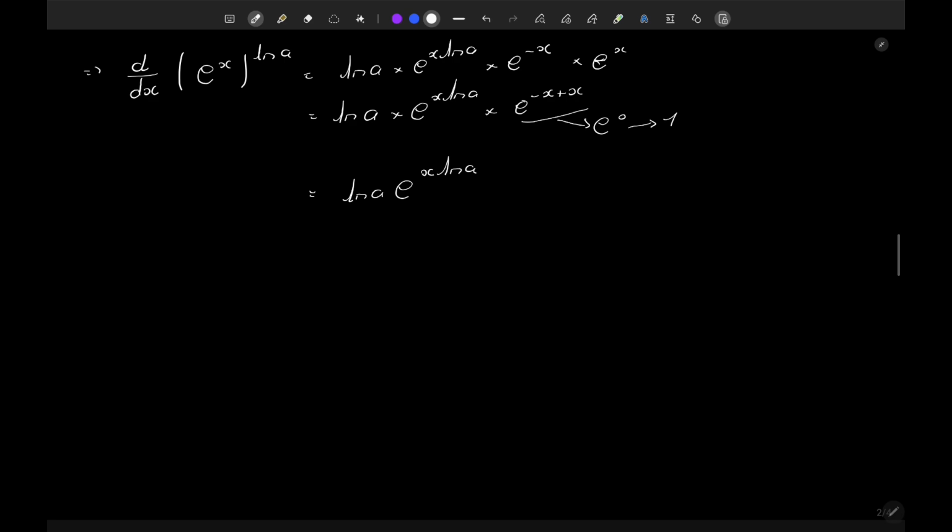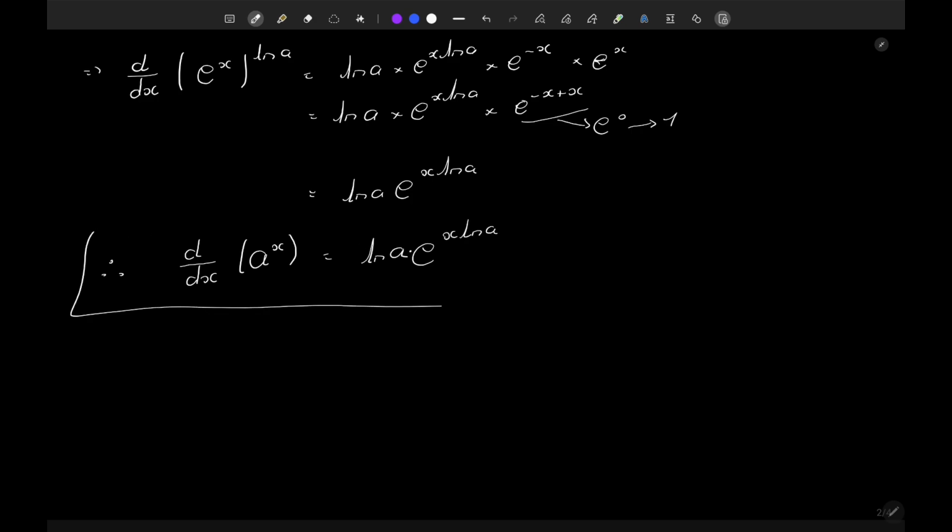What can we then conclude? We can then conclude that the derivative with respect to x of a function a to the power x gives us ln a times e to the x ln a. We encase or box our answer.